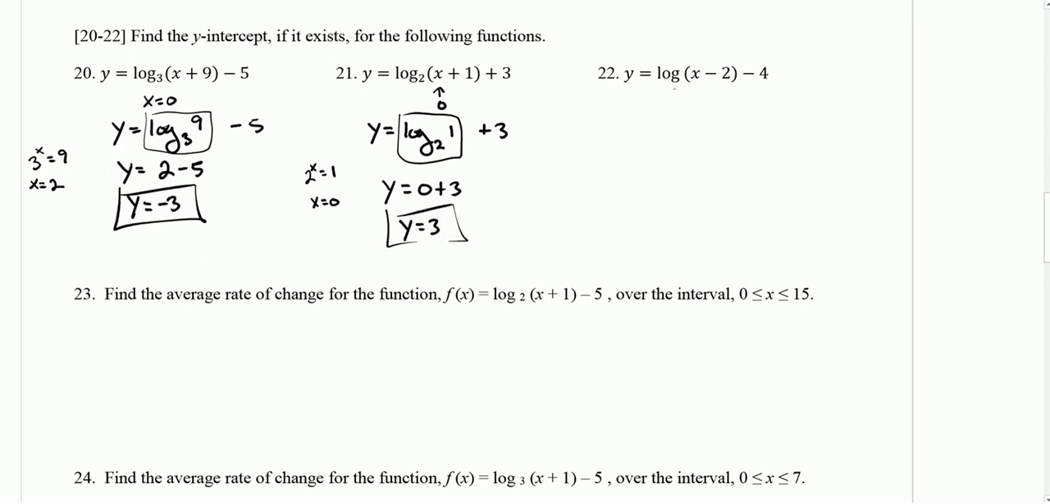And lastly, 22, we got log, common log, remember it's base 10. Plugging in 0 for x into this equation to get our y-intercept, and we get log of negative 2 minus 4. So that's asking 10 to what power is negative 2. There's no solution to that because 10 to any power is always positive, and so there's no y-intercept.